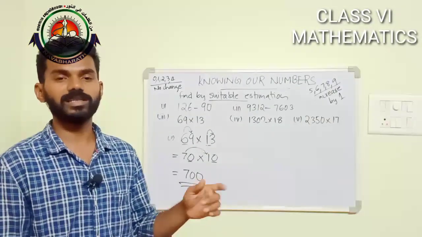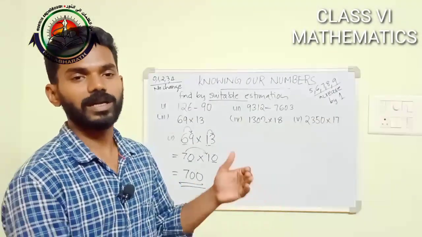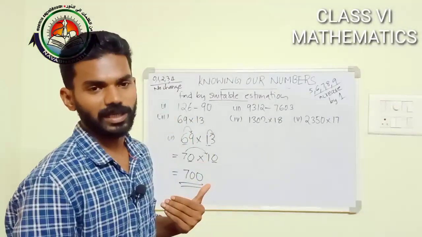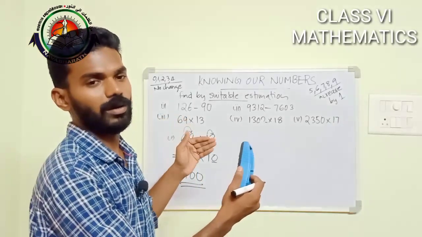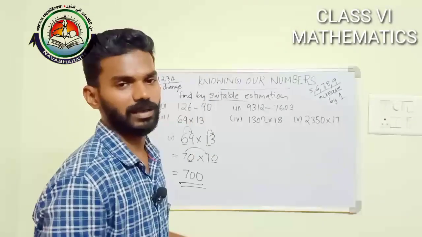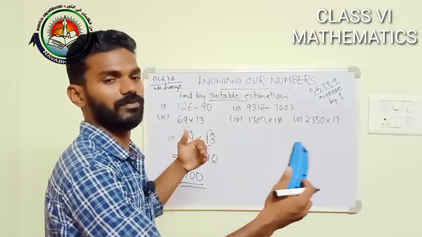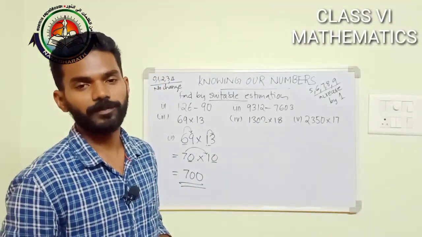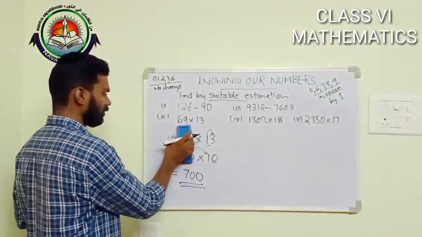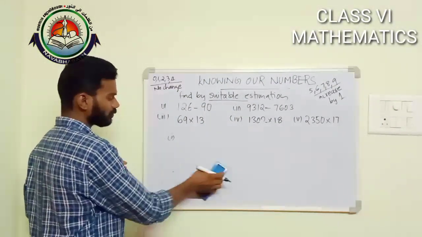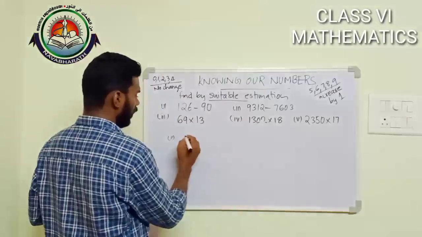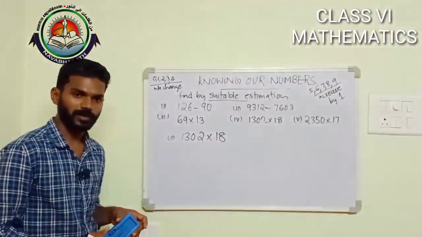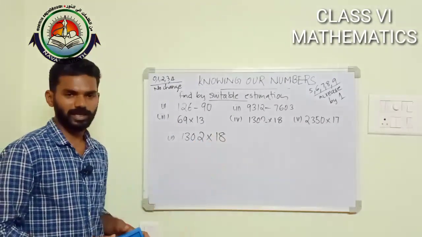In multiplication, for estimation and rounding off, we consider the numbers separately, and we do rounding off for them separately. Clear? Different rounding off for different numbers in the multiplication operation. Clear? Let's do another example. Here it is 1302 into 18. Consider those numbers separately.